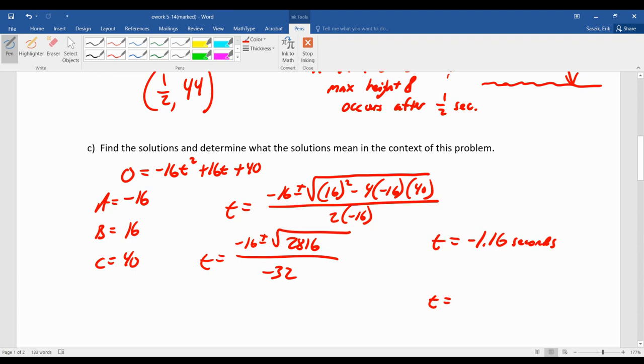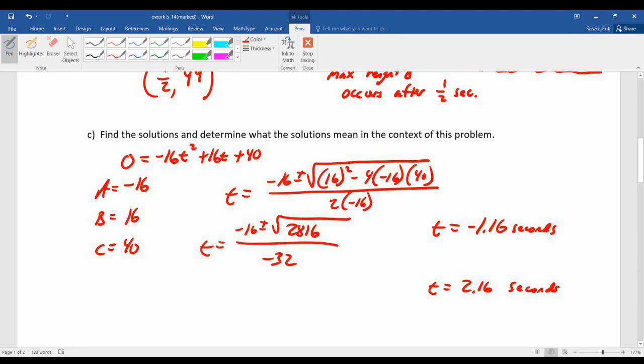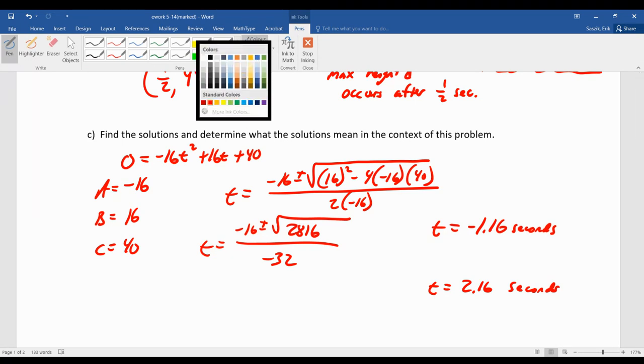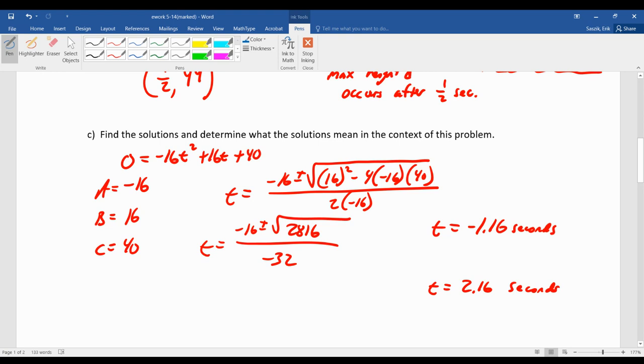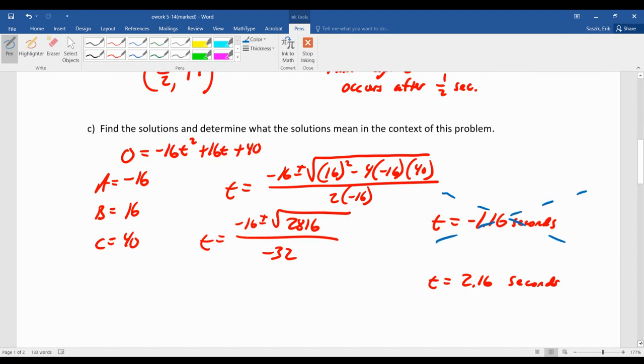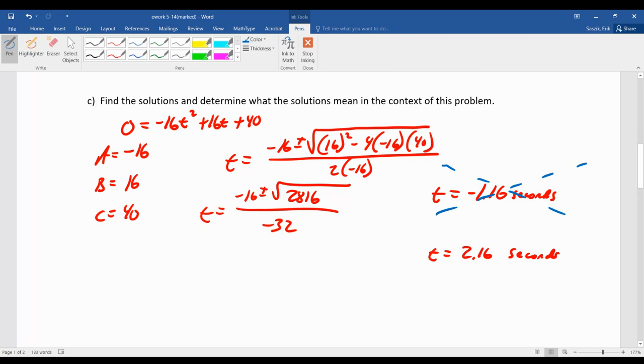And now I got to do the subtraction one. So negative 16 minus square root 2816, hit enter, divide by negative 32, and I get 2.16. Okay, now we found the solutions, but we're also asked to determine what do they mean in the context of this problem. So first of all, remember, t is time. This one we are going to cross off because we cannot go back in time. So the solution that's correct is 2.16 seconds.